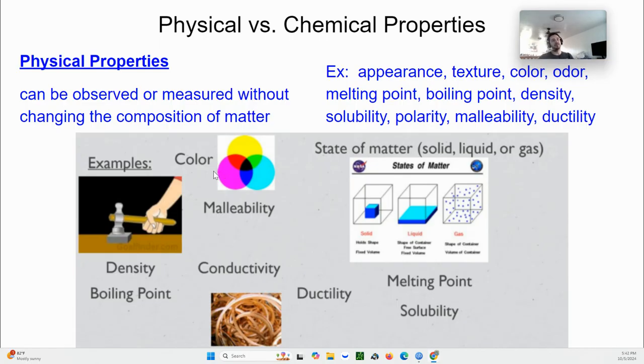So they bend without breaking. It's also this little hammer. That's it being malleable too. You hit a hammer to a piece of metal and it molds it into something different. Mold it into something else.